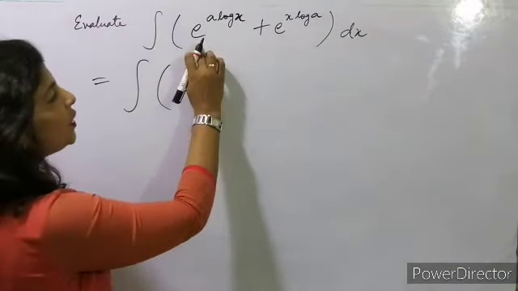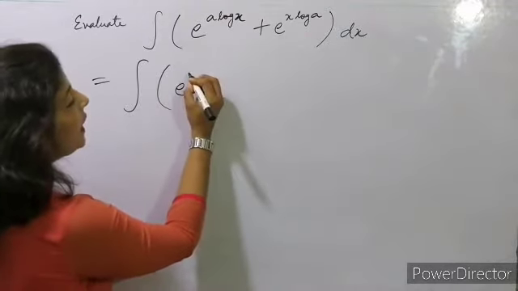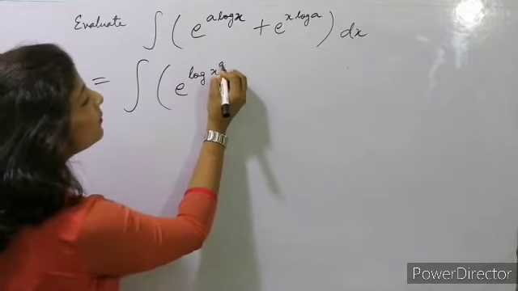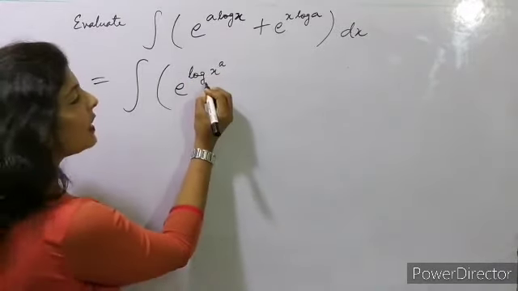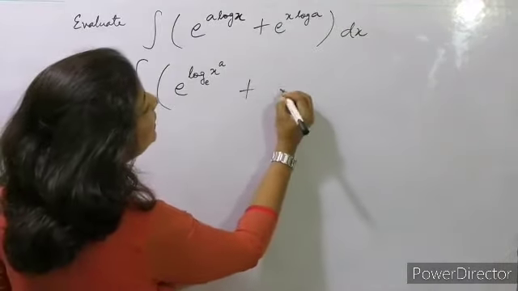What can be the value of e to the power a log x? So e to the power a log x, can we write it like this: log of x to the power a? Okay, and this is natural log, it means base is e. Okay? And in this case, can we write like this?